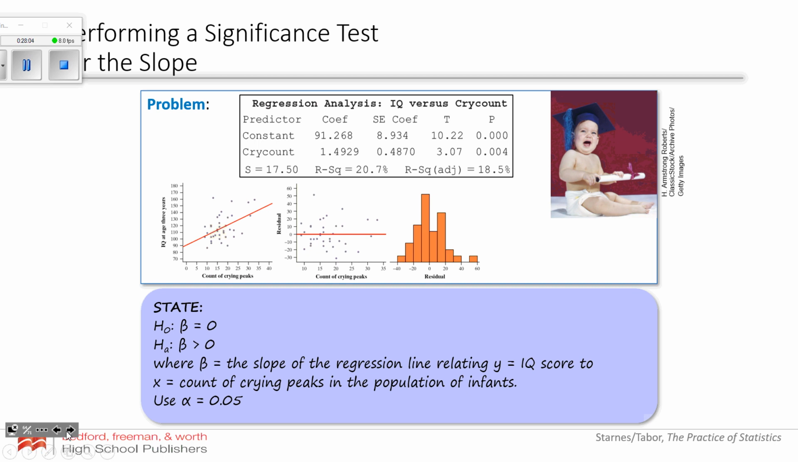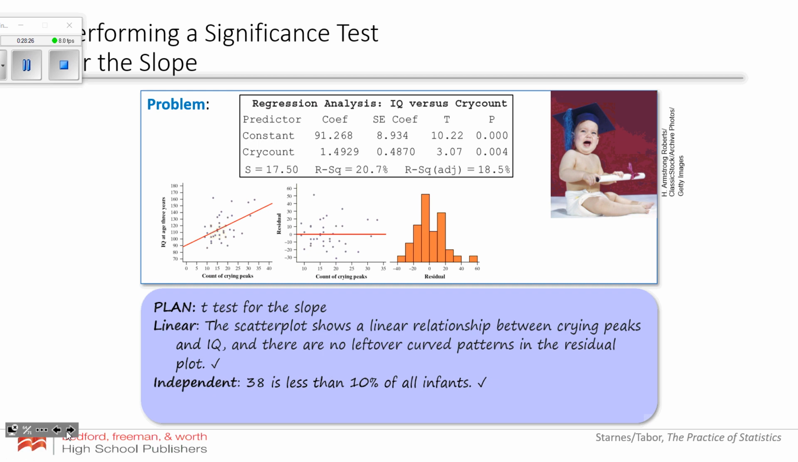So H0 is that beta is equal to 0. HA is that beta is greater than 0. We're defining what beta means. Beta is the slope of the regression line relating the IQ score to the cry counts in all infants, right? Alpha, they told me to use 0.05, so that's just our setup, right? So the test name is a t-test for slope.